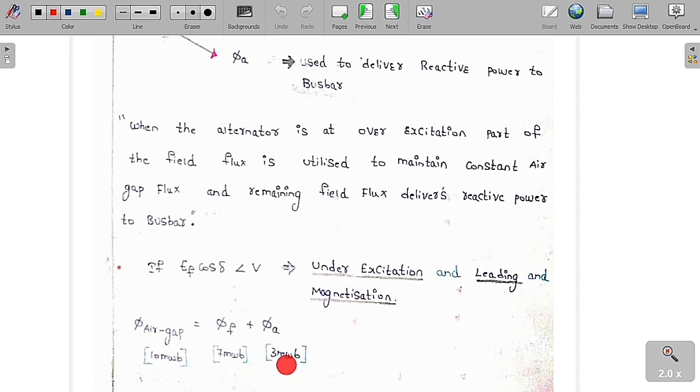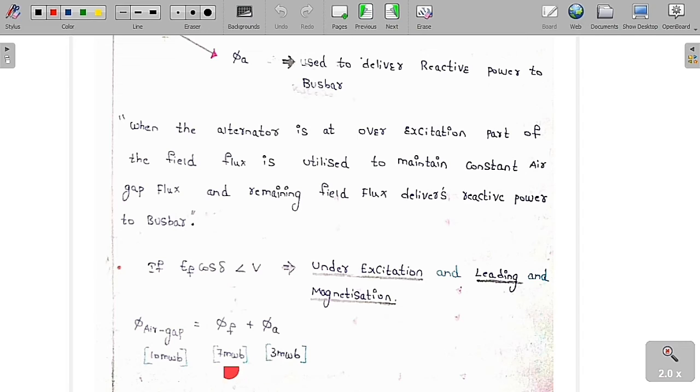Let me assume the constant air gap flux we need is 10 milliweber. So this air gap flux should always be constant, no matter what the other values are. This value should always be 10 milliweber. But the field flux is generating only 7 milliweber. Therefore, the remaining 3 milliweber should be accepted from other sources. So this 3 milliweber is utilized to get the 10 milliweber.